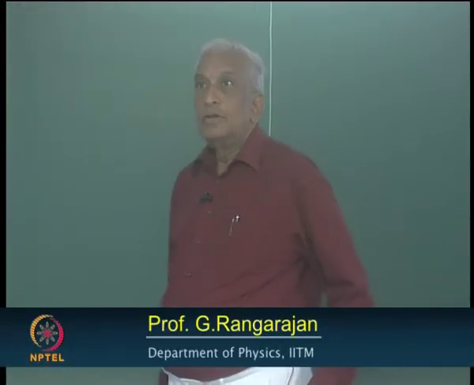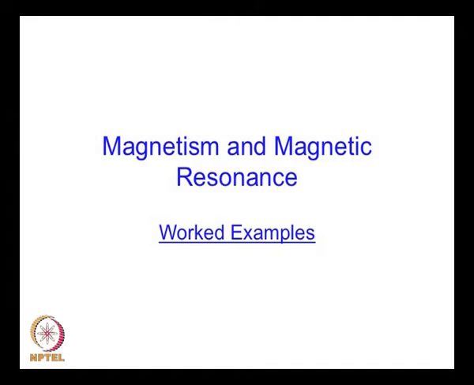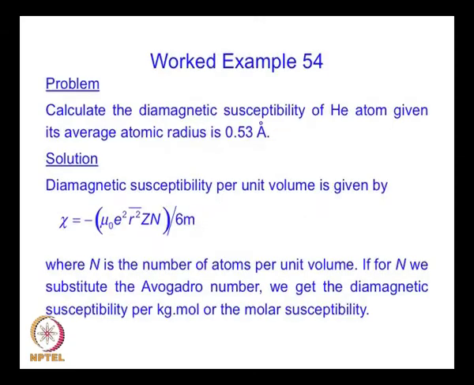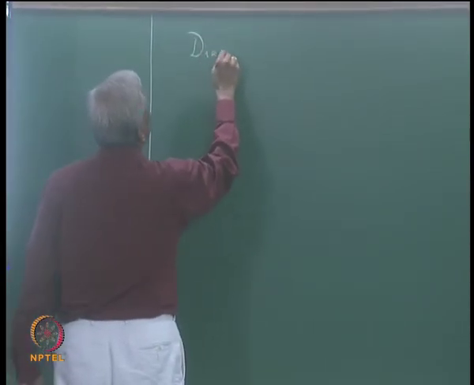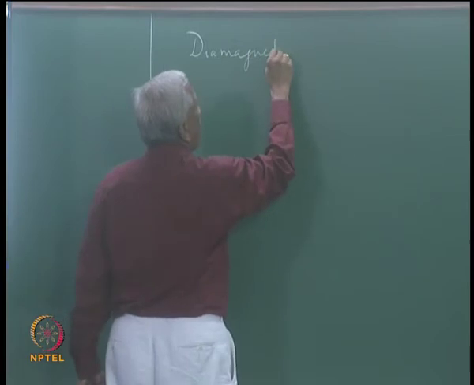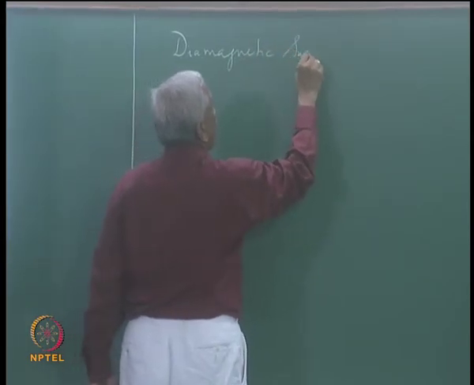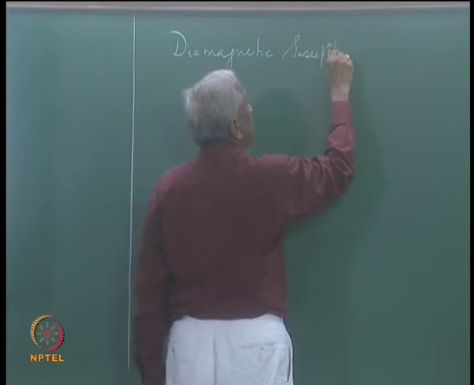Today we will do some examples to illustrate the concepts on magnetism and magnetic resonance, which we already discussed. Let us go to an example in which we are asked to calculate the diamagnetic susceptibility of helium. Susceptibility means in this case magnetic susceptibility.